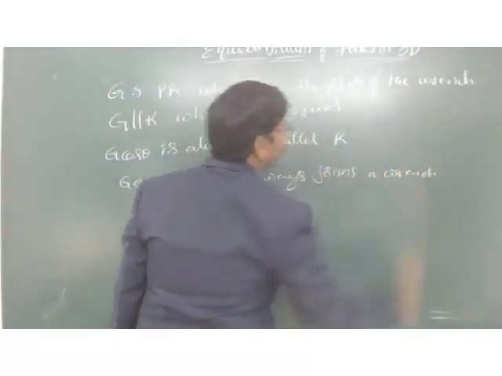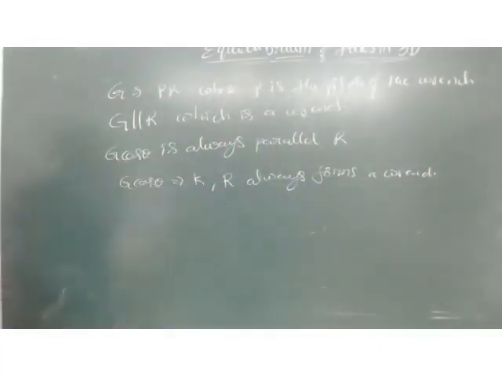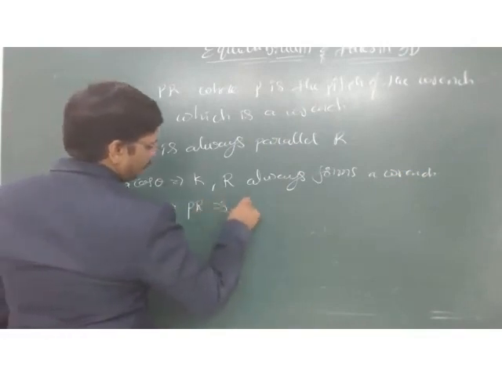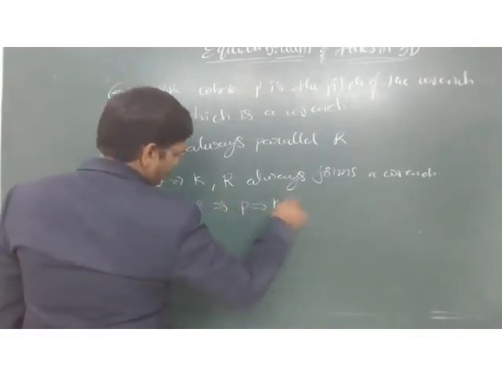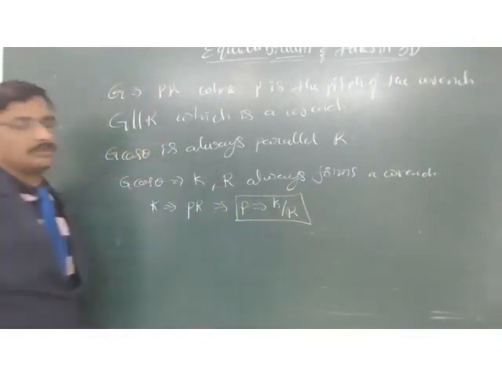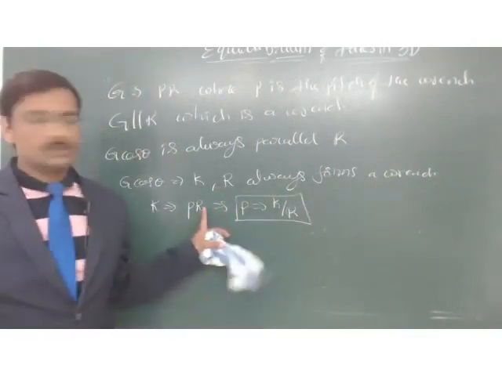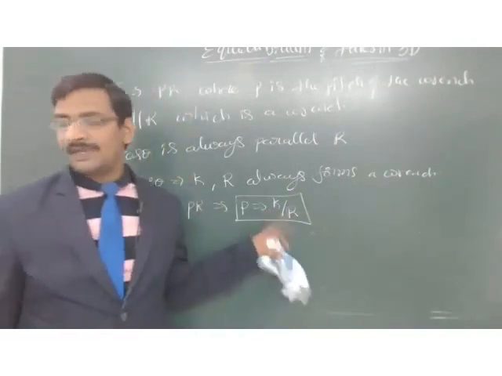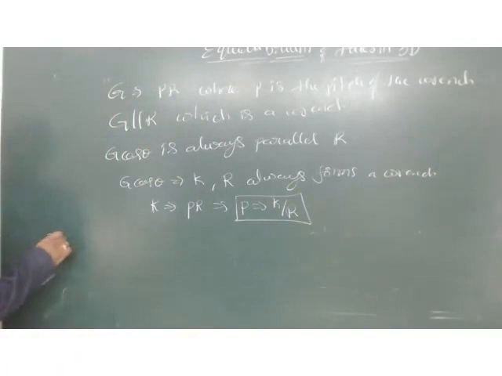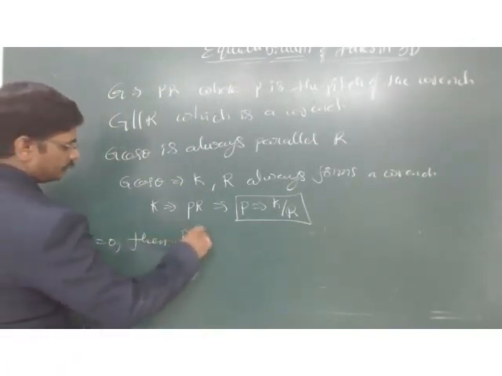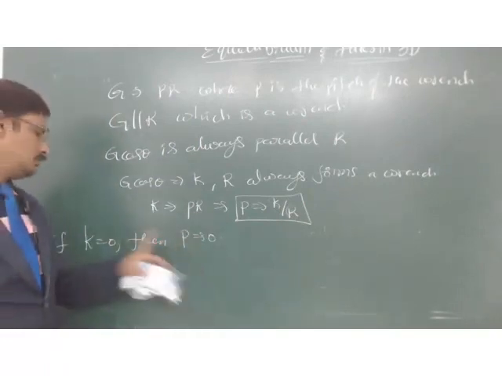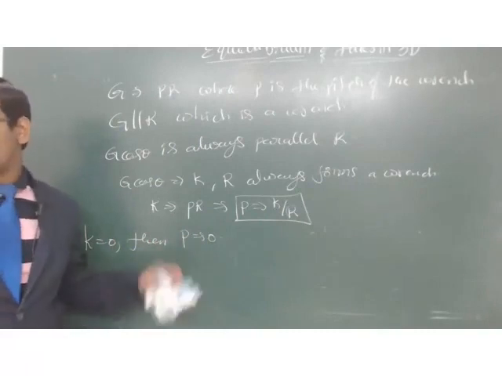If these two always form a range, then based on this relation, K can be expressed as PR, or P is equal to K by R. P is equal to K by R. So where P is the pitch of the range. So this pitch of the range, if K equal to 0, then P equal to 0, right? So if P equal to 0, then K equal to 0, or vice versa, you can say.